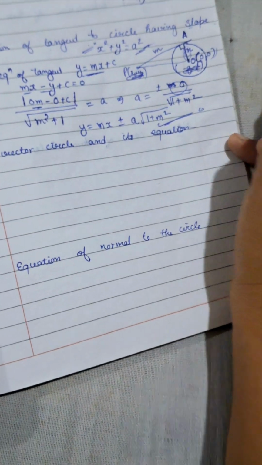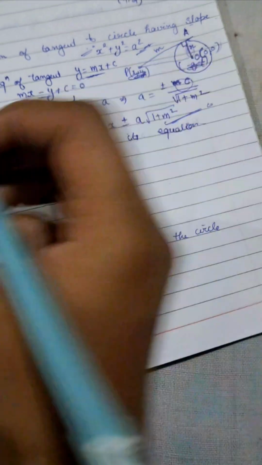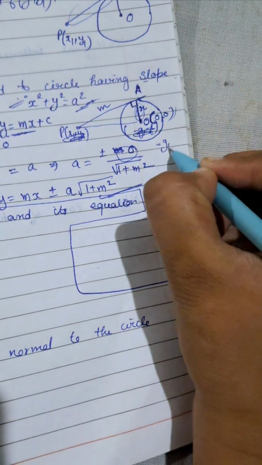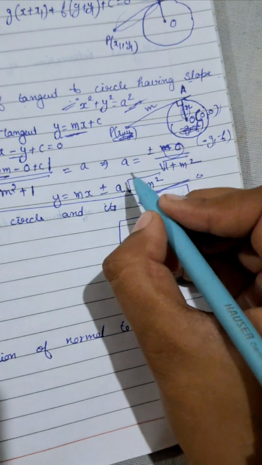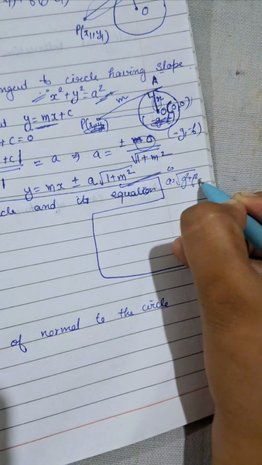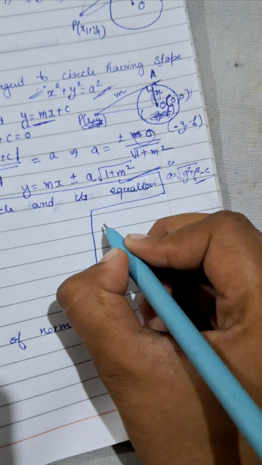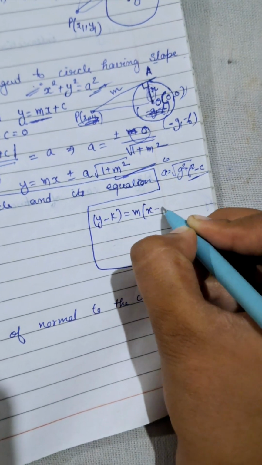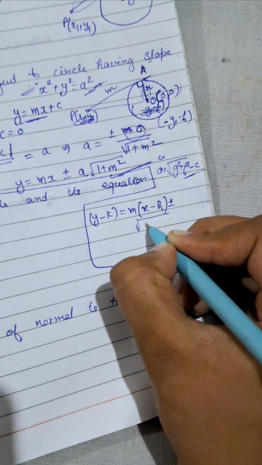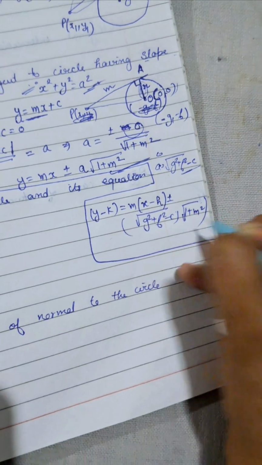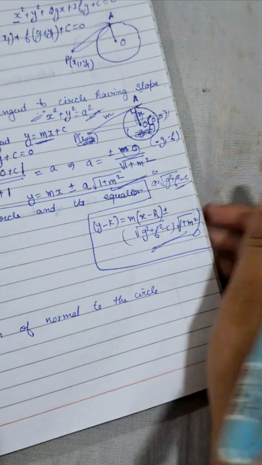If center minus g minus f is given, now suppose in place of 0 0 the center is minus g minus f, so the required equation becomes, now the radius a will be equal to square root g square plus f square minus c. This is the formula for radius. So the equation becomes y minus k is equal to m (x minus h) plus minus square root of (g square plus f square minus c) into (1 plus m square). This is the required equation.